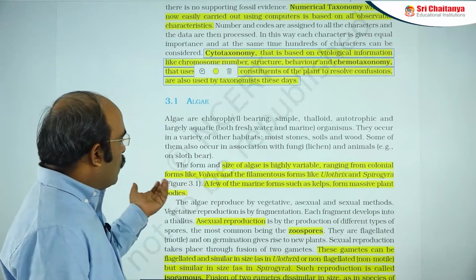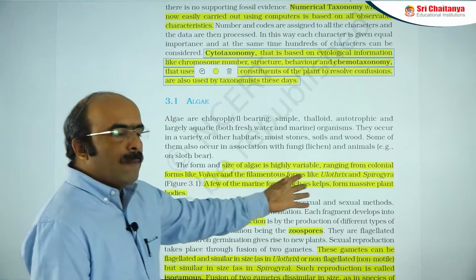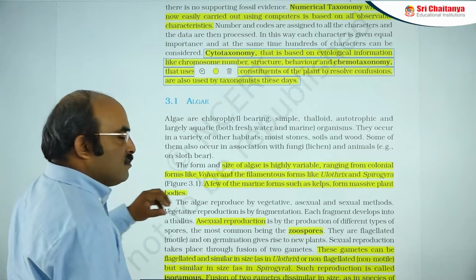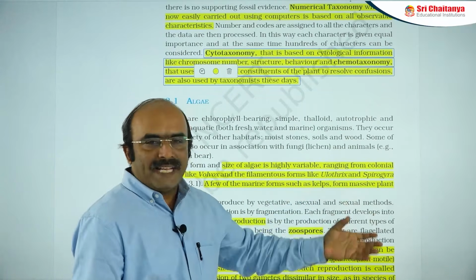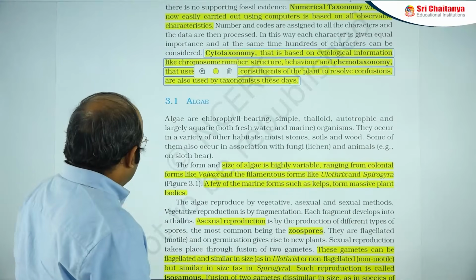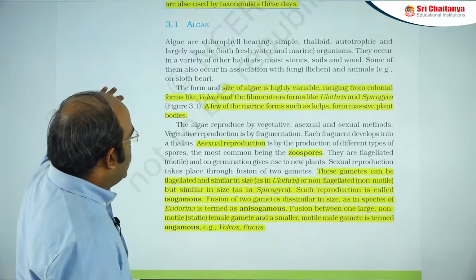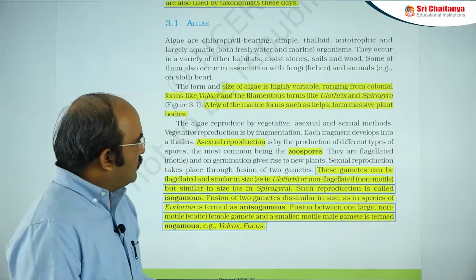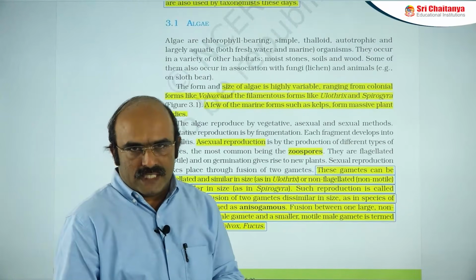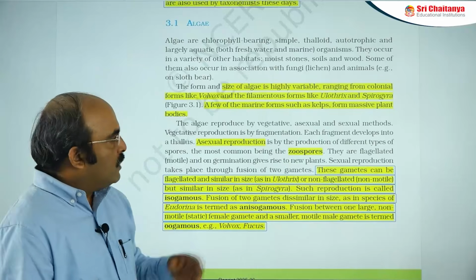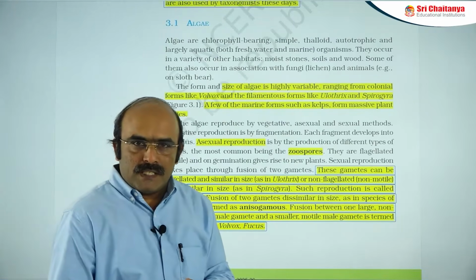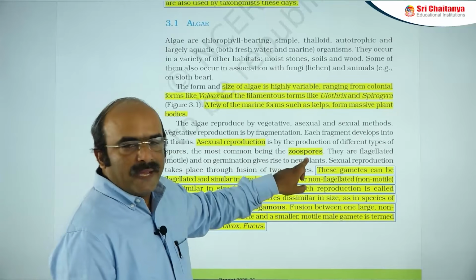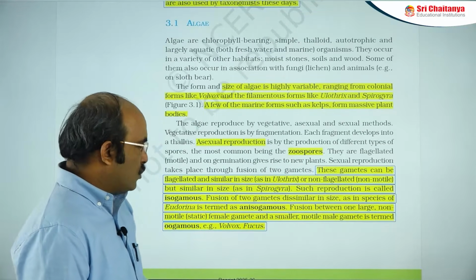They range from a colonial alga like Volvox to filamentous forms like Ulothrix and Spirogyra. A few forms like kelps form massive plant bodies. Now, the other one is regarding their reproductive methods. Algae reproduce by three different methods: vegetative, asexual, and sexual. Vegetative reproduction is by fragmentation, and asexual reproduction is most commonly by formation of zoospores.